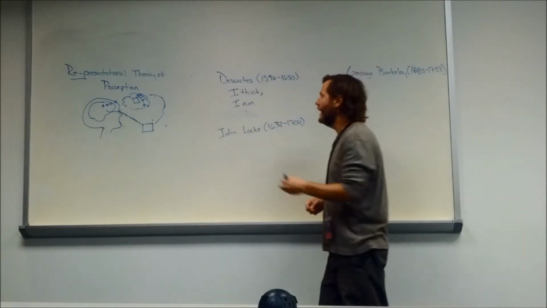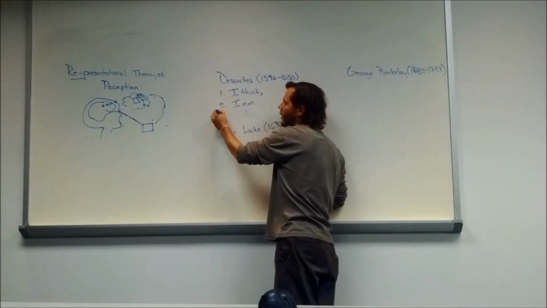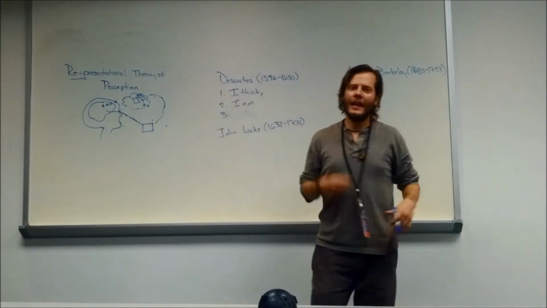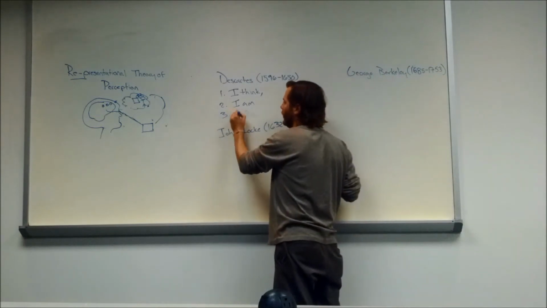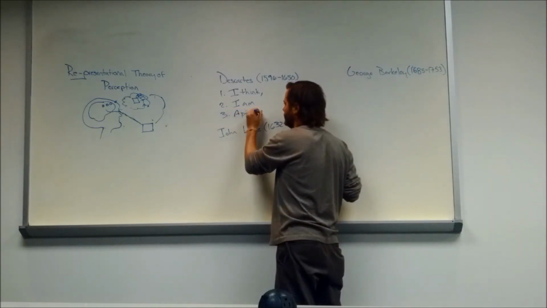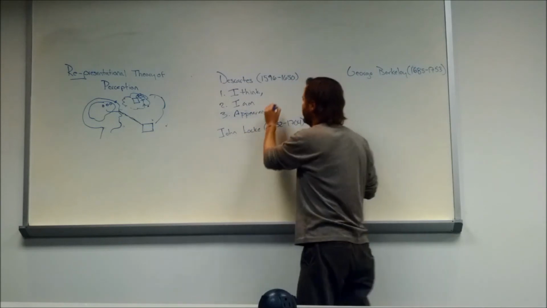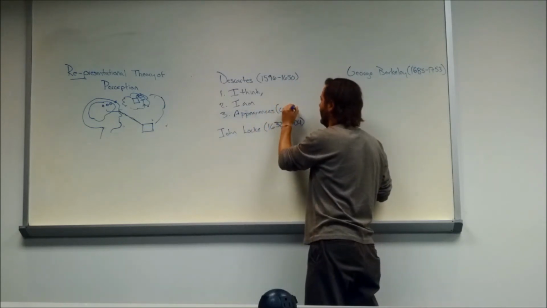And so these are the first two truths, but there's a third truth that he mentions, and will become quite big with these empiricists here. And that third truth is that we can trust our appearances. And what basically that means is the contents of our mind.